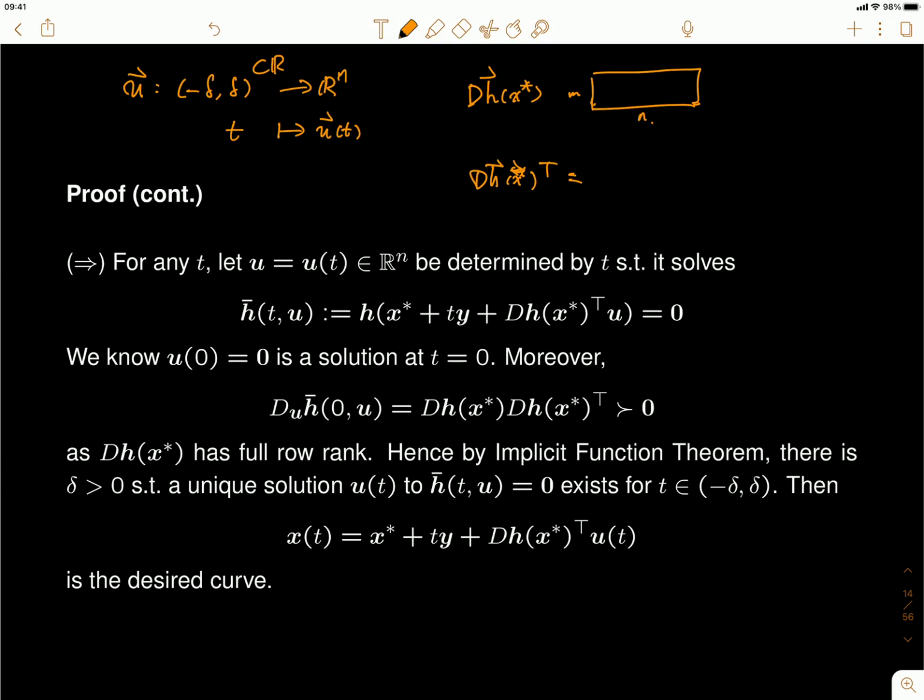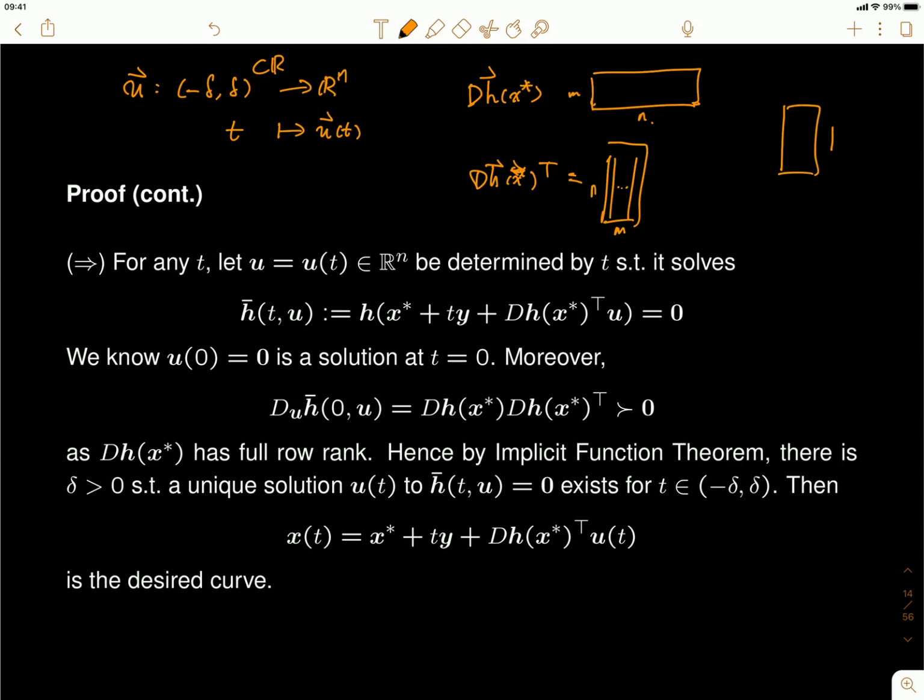transpose will be a matrix of dimension n by m, right? Should be something like this. It has n rows and m columns. So these are the columns. But we know that these columns are linearly independent because this matrix has full row rank. So if I want to find some vector u, when we multiply u by this matrix, I get the 0 vector, the only choice I can have is u will equal to 0, right? Because you have a full column rank matrix.